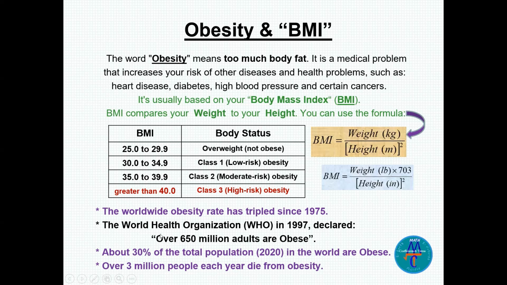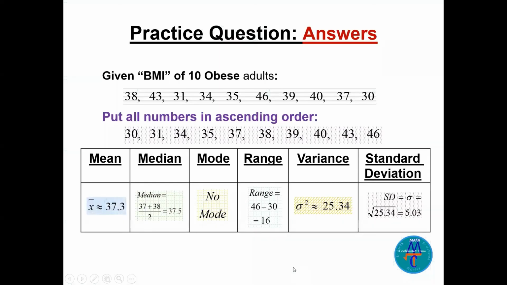Now, this is some statistics you can read. Worldwide obesity rate has tripled since 1975. And then you can check the others. Over 3 million people each year die from obesity. Now, let's go to the practice question. You can try it yourself, please.